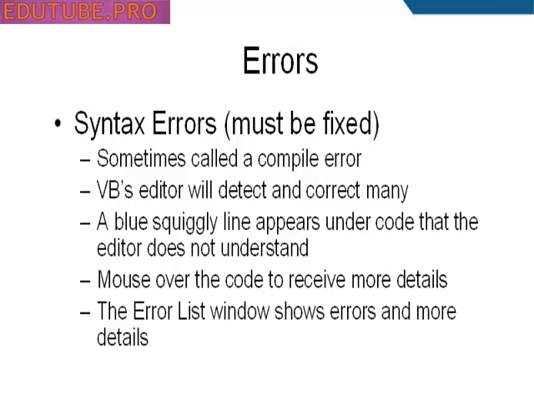When you have an error, and if it is a syntax error, you must fix this error. This is sometimes called a compile error because it happens when the program is trying to be compiled by the programming language, such as Visual Basic. Visual Basic's editor will detect and correct many errors. A blue squiggly line appears under the code that the editor does not understand. If you move the mouse over this blue squiggly line, you will receive more details. There is also an error list window which will show up at the bottom of the screen that will show more errors and more details for errors.